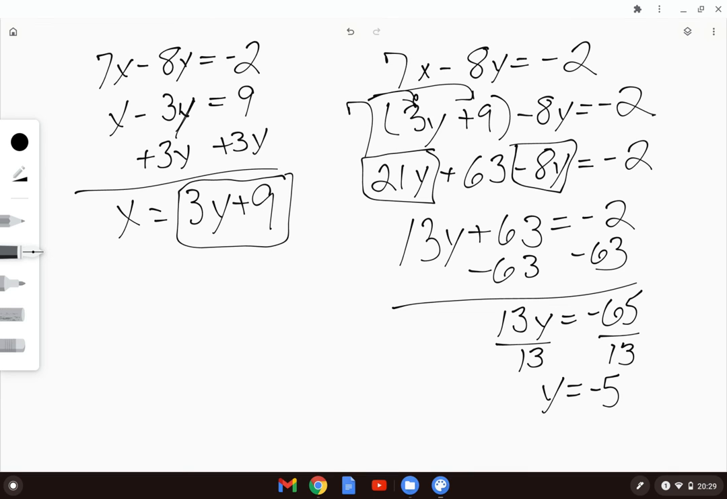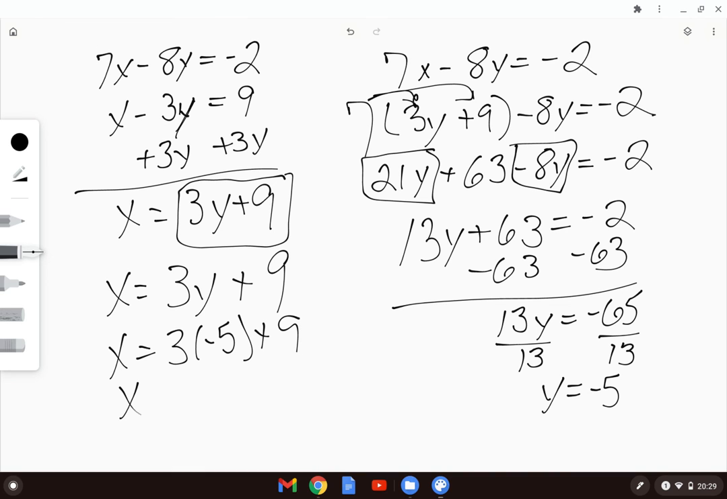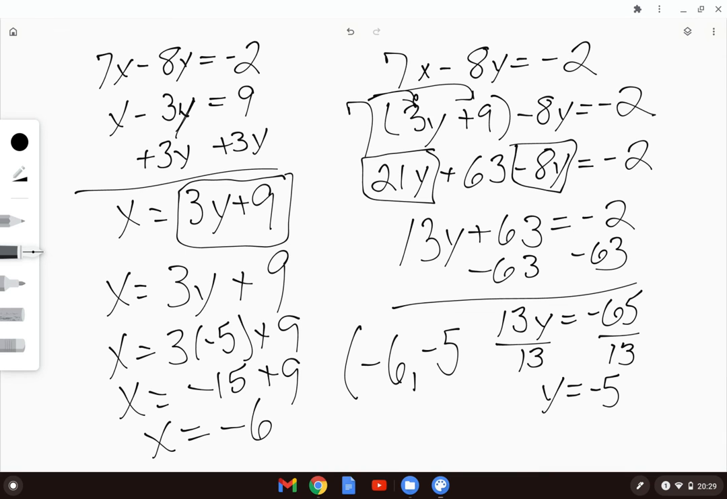So now I take y equals negative 5, and I'm going to substitute that answer into one of the original equations. So since I already have an equation that tells me and defines my value for x as 3y plus 9, I'm simply going to substitute the negative 5 in for y, and that will give me an x value. So my ordered pair solution here is going to be negative 6, negative 5.